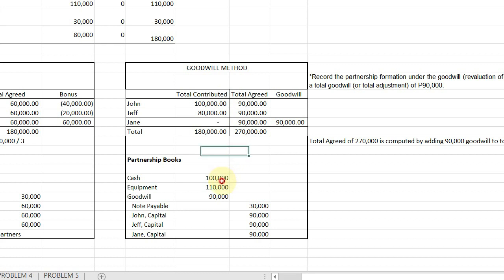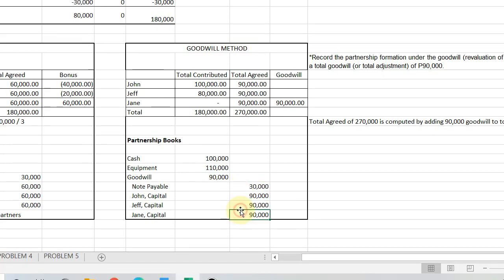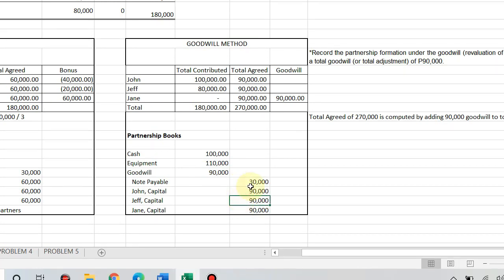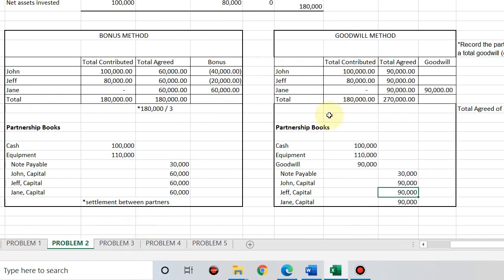We have debit cash, credit equipment, debit goodwill or intangible asset. Okay, then credit note payable, then debit, credit, 90,000. Okay, so ganyan lang. Diba, ang dali, no? Ang dali kapag marami kang tables na ginagamit. I mean, may table ka na consistent na ginagamit all throughout. Ano? Yun yung guide. Okay, so we're done with problem 2.